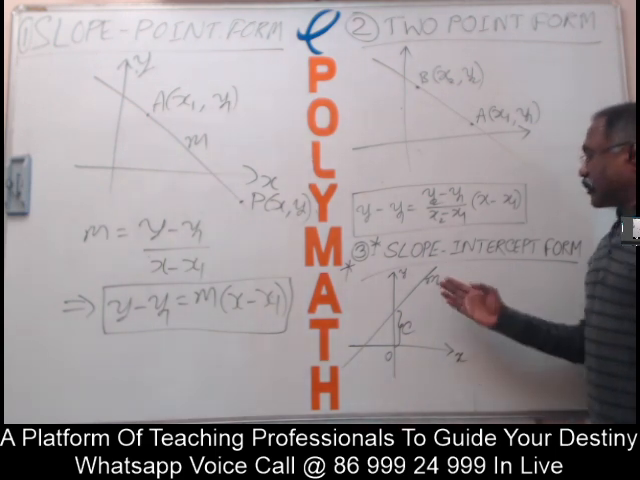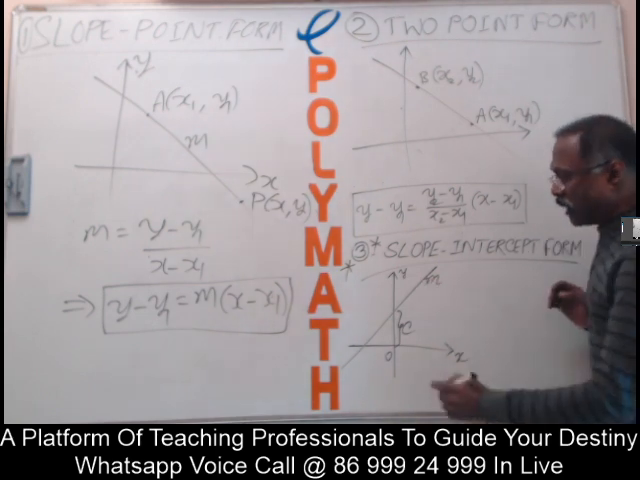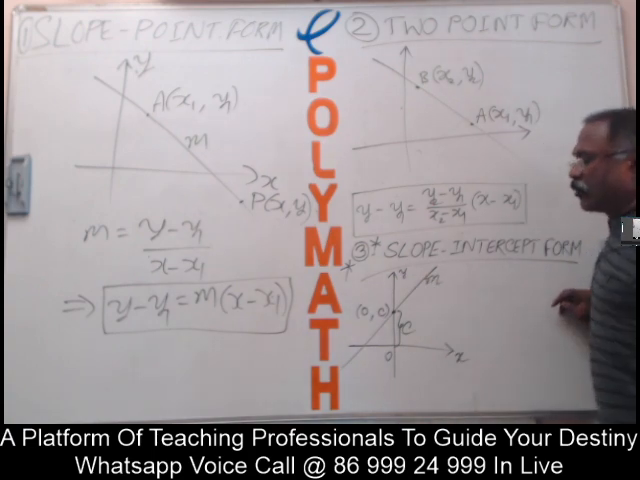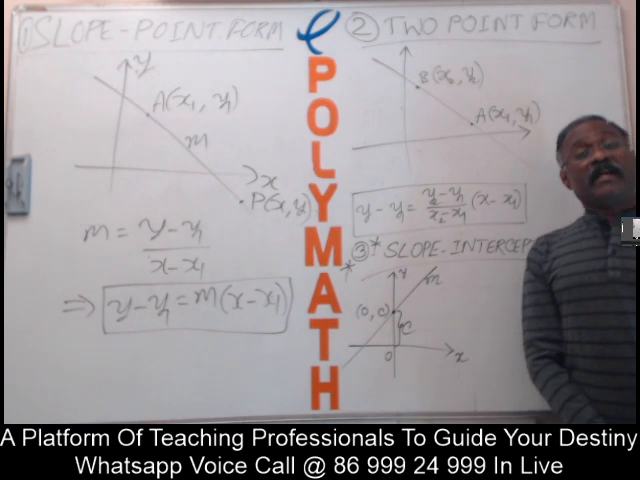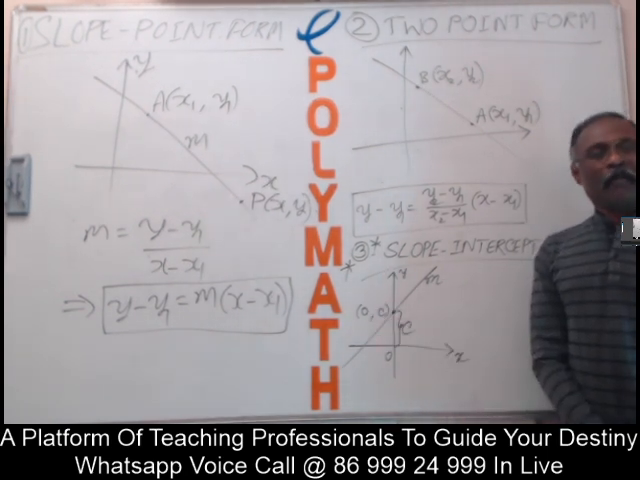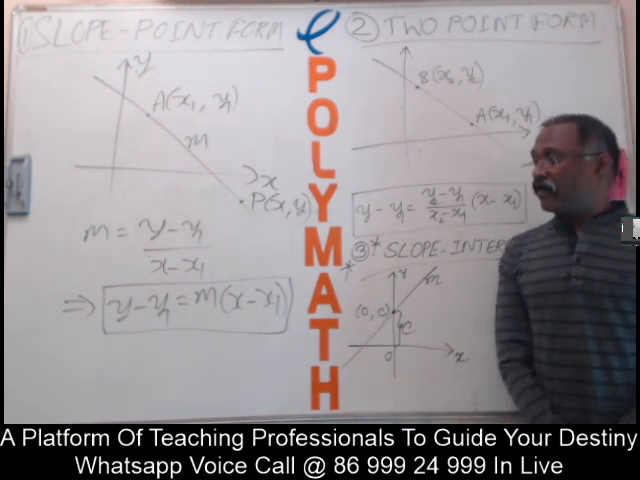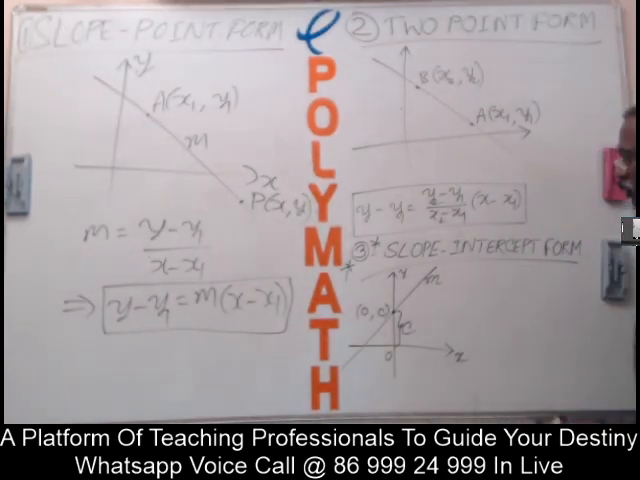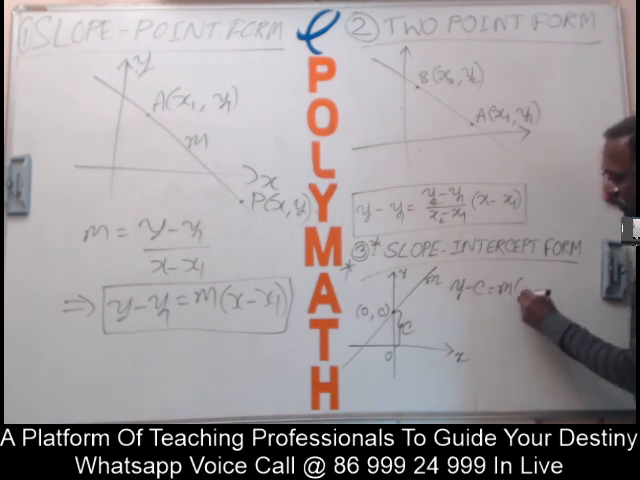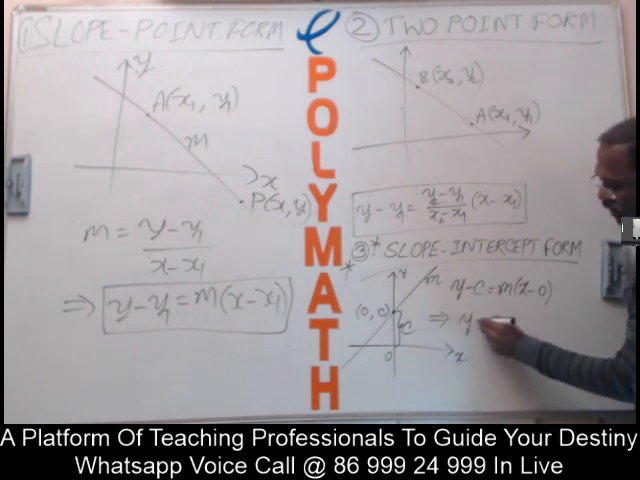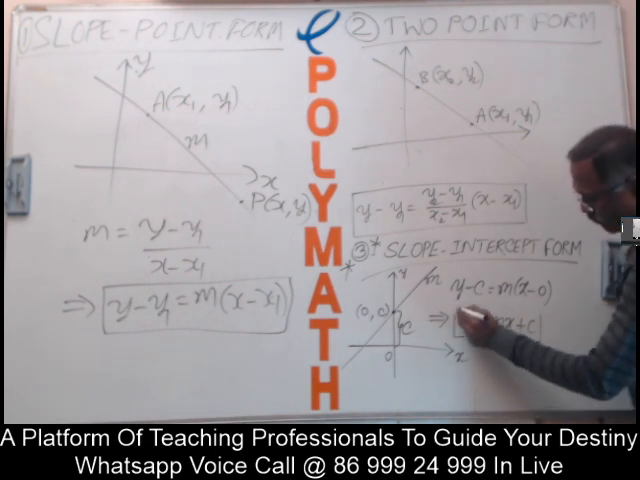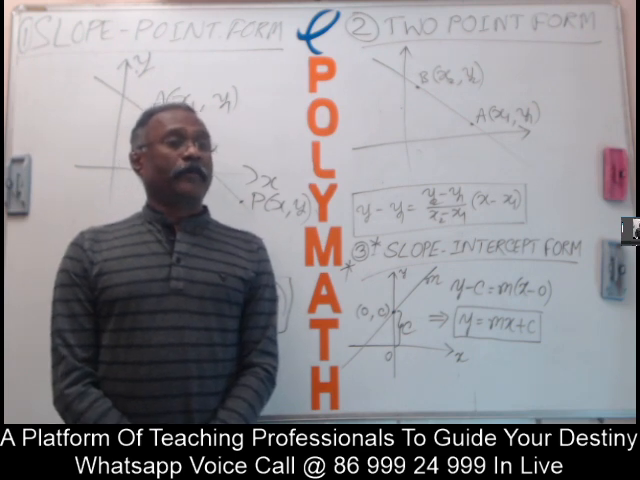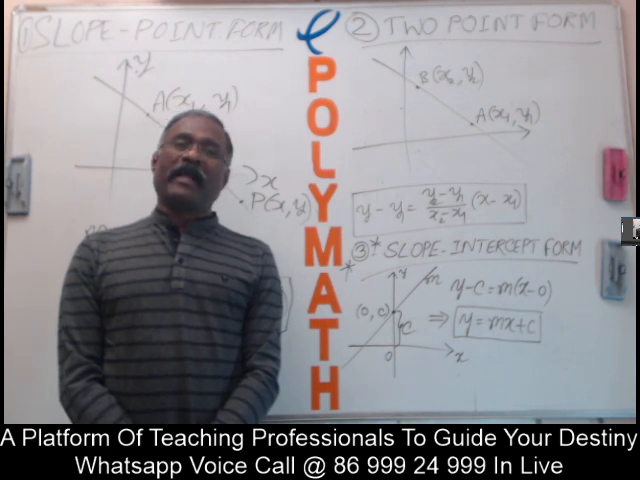Now, what is this? Slope-intercept form. Slope is already there. When the line intersects at a distance of c units on the y-axis, where the x-coordinate is 0, the point is (0, c). Again, it has come to the slope point form. Instead of (x1, y1), write (0, c). So y minus c is equal to m into (x minus 0), which is y is equal to mx plus c. So y is equal to mx plus c is nothing but the slope-intercept form.